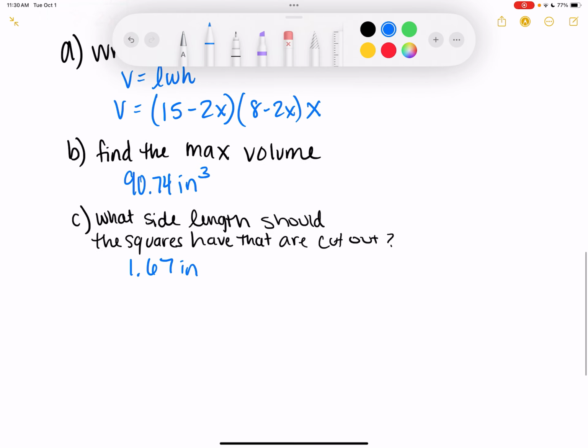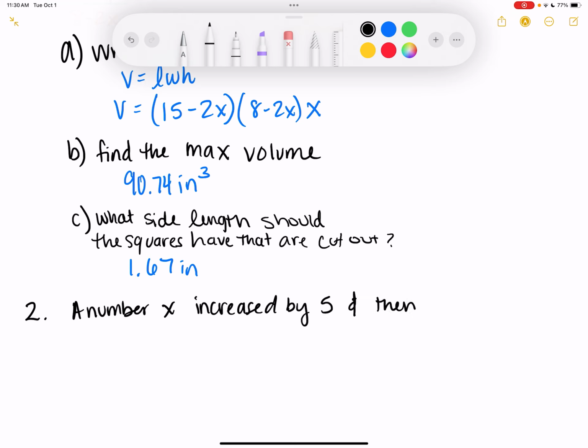Number 2. These ones say, for exercise 1 through 10, write a mathematical expression for the quantity described verbally. So 2, a number x increased by 5 and then tripled. Any ideas on how I would write an equation for that?